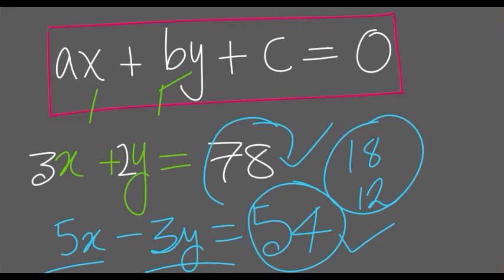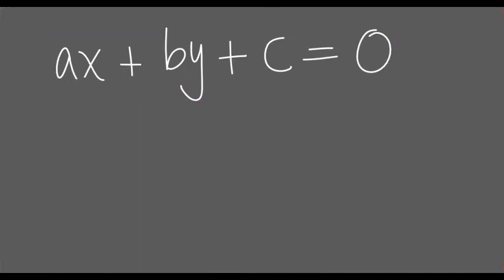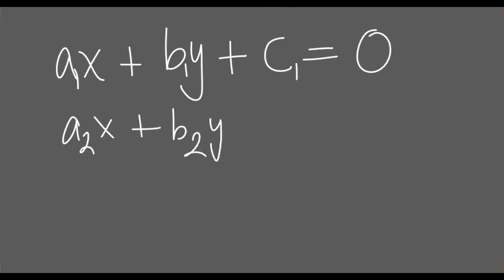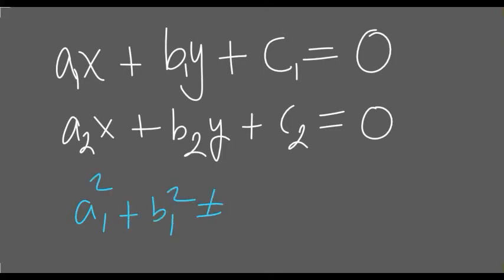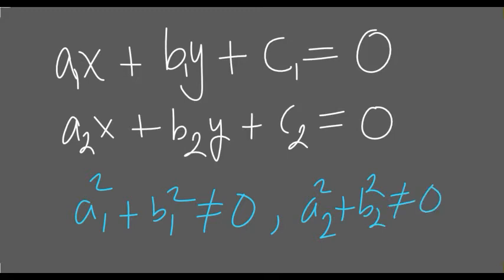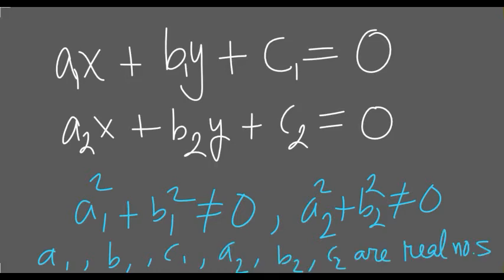So where guesswork ends, there start the mathematical algorithms, and we have 4 such ways to study this year for solving linear equations in two variables. We need a pair of linear equations, so we are writing a1x plus b1y plus c1 equal to 0. So this is one equation, and then we are writing a2x plus b2y plus c2 equal to 0 as the second equation. Let's recall the conditions that we had. a1 square plus b1 square is not equal to 0, and a2 square plus b2 square is also not equal to 0. And we have another condition, that a1, b1, c1 and a2, b2, c2 are real numbers.